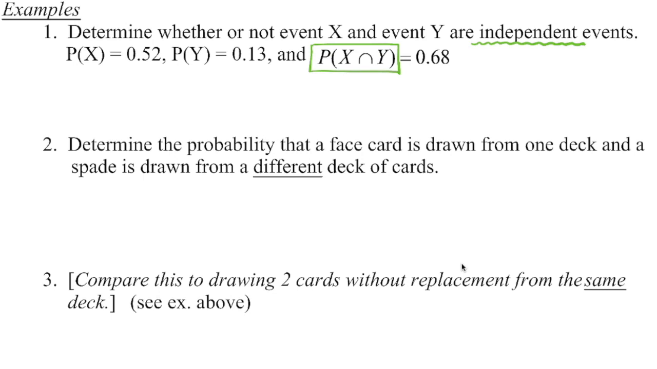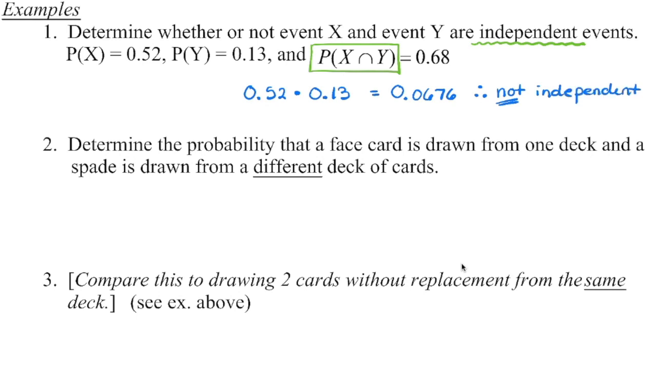If we take the probability of the first event, 0.52, and multiply it by the probability of the second event, 0.13, will we get 0.68? When we multiply them, we actually get 0.0676. Clearly, 6% is nowhere near 68%. Therefore, because they don't multiply to 0.68, we know that they are not independent events. They are therefore dependent.